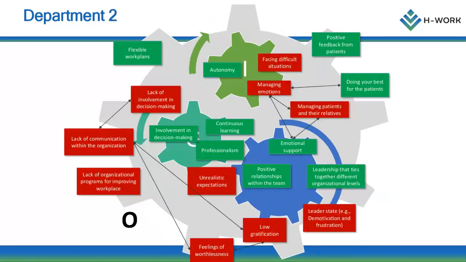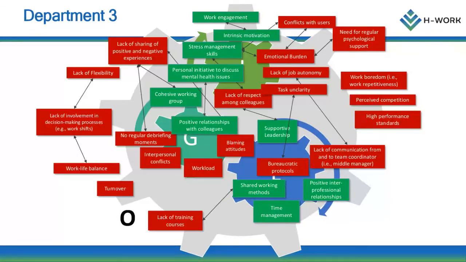I'm just going to flick through the next 2 departments, but you can see they went through the same process, and there were some of the same issues that came up, managing patients and their relatives, for example, a lack of communication within the organization. So some of the same issues, but also some that differed from department to department. And as you can see, Department 3 had a lot of both green and red aspects. But again, some were different to the previous departments, and some were shared across the 3 departments.